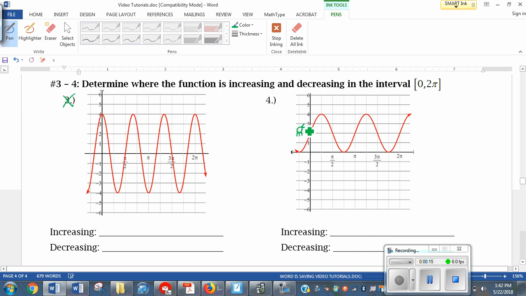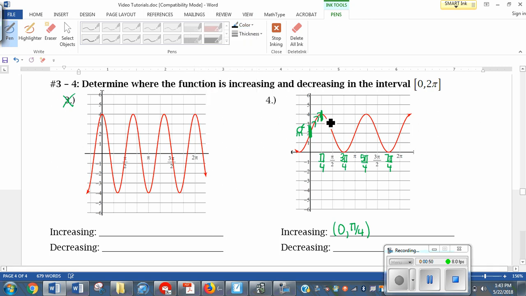Try to visualize your little bug starting at 0, our starting line. What's going to happen is the bug is going to increase until he reaches pi over 4. So remember, this is where our counting rule comes into play. This is 1 pi over 4, 2 pi over 4, 3 pi over 4, 4 pi over 4, 5 pi over 4, 6 pi over 4, 7 pi over 4, and 8 pi over 4. Okay, so an increase, we said, from 0 to pi over 4.